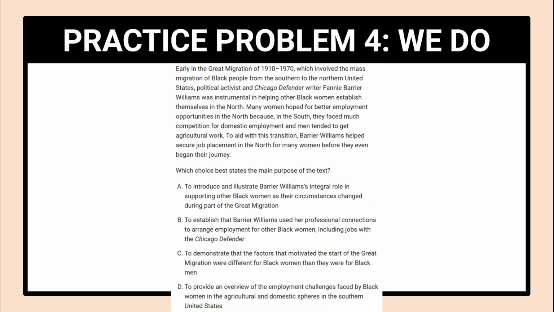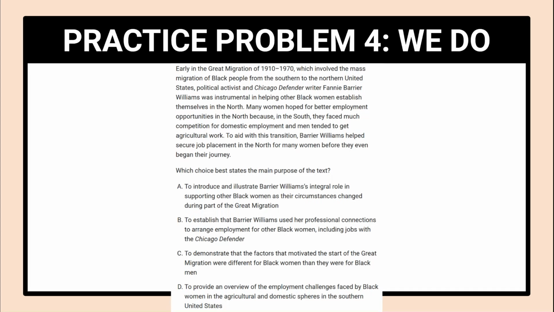This is because the text's purpose is best described here. It's as accurate as possible. Because the thing is, they're describing the important role Barry Williams played in supporting many other Black women as they relocated to the northern United States during the early years of the Great Migration. After introducing Barry Williams, the text is describing how she found jobs for other Black women, who in many cases relocated in search of better employment prospects than the South could offer at the time.